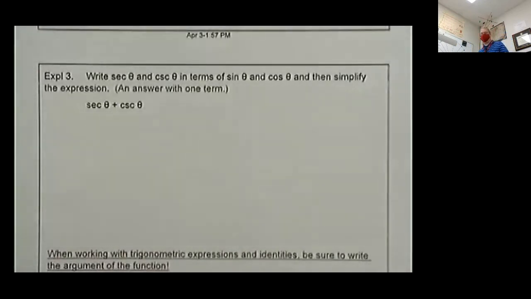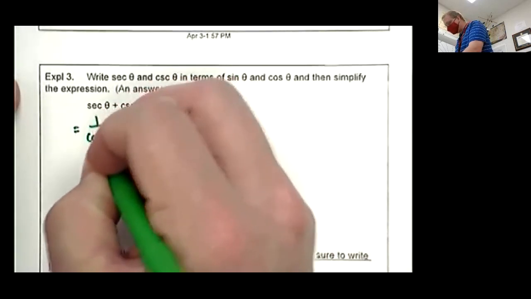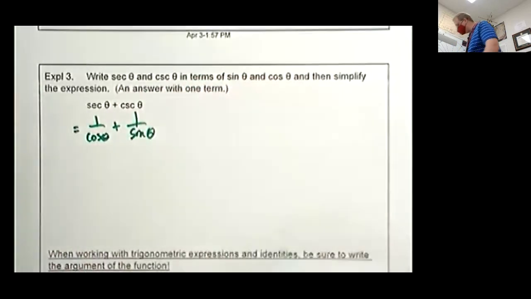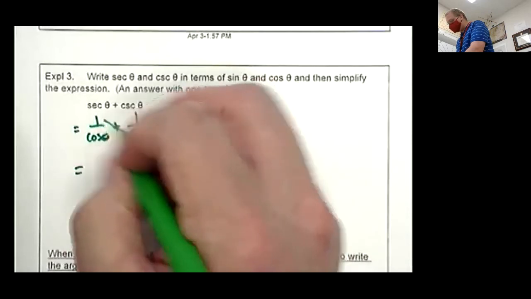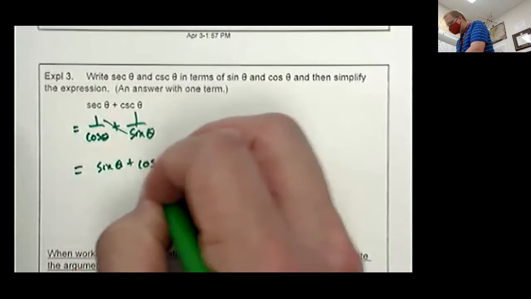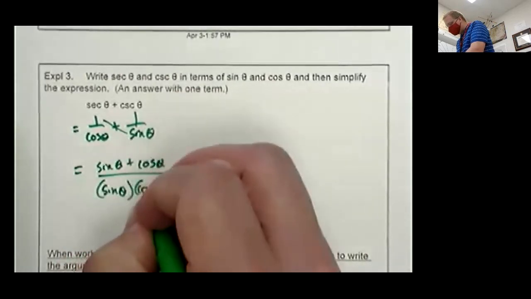Again, we want to answer with one term. So we want to simplify secant theta and cosecant theta. To do that, we're going to turn it into cosine and sine. Recall that secant theta is 1 over cosine. Cosecant theta is 1 over sine theta. Now we want to simplify to get to one term. Again, we're going to use crisscross smiley face. So crisscross smiley face gives us 1 times sine is sine theta plus 1 times cosine is cosine theta all over sine theta cosine theta.